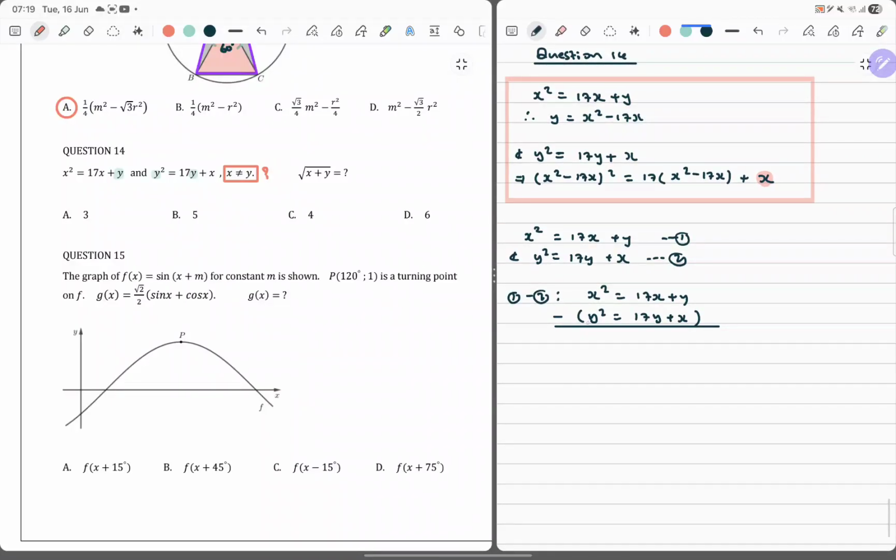If we say x minus this, it's going to be x squared minus y squared. This is going to be 17x minus 17y. This is going to be plus y minus x. I can already see a pattern developing here. Got a difference of 2 squares. If I factorize it, it's going to be x minus y into x plus y equals, take out the highest common factor, factorization by grouping.